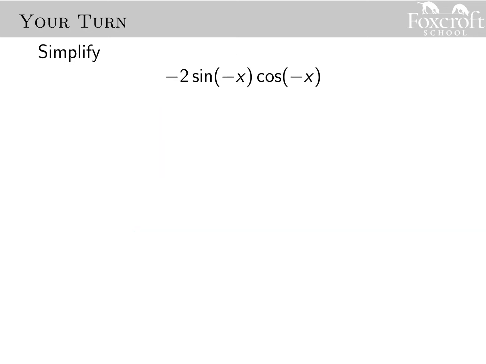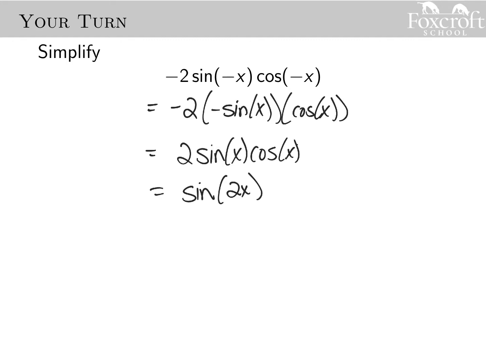All right, so for yours, I try to simplify this: negative 2 sine of negative x cosine of negative x. And here's what I came up with. So the first thing, sine of negative x, we can use our odd identity to kind of bring that negative out in front. Cosine is even, so the negative just goes away. And then these two negatives cancel to give me 2 sine x cosine x.